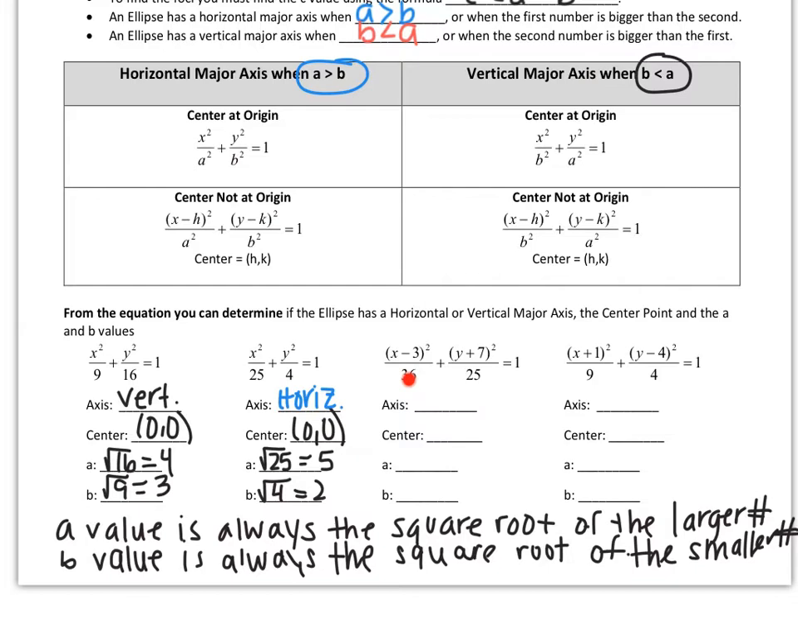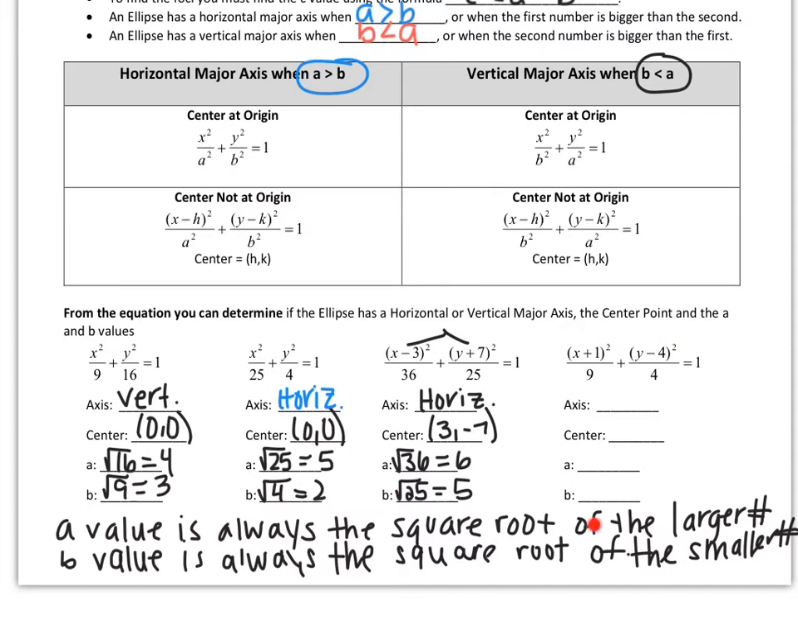Okay, let's look at the third example. Since the first number is larger than the second, we are in this category where we have a horizontal major axis. Now my center is opposite these signs, so (3, negative 7). A is the square root of the bigger number, which is 6. The square root of the smaller number, the square root of 25, is 5, and that's my B value.